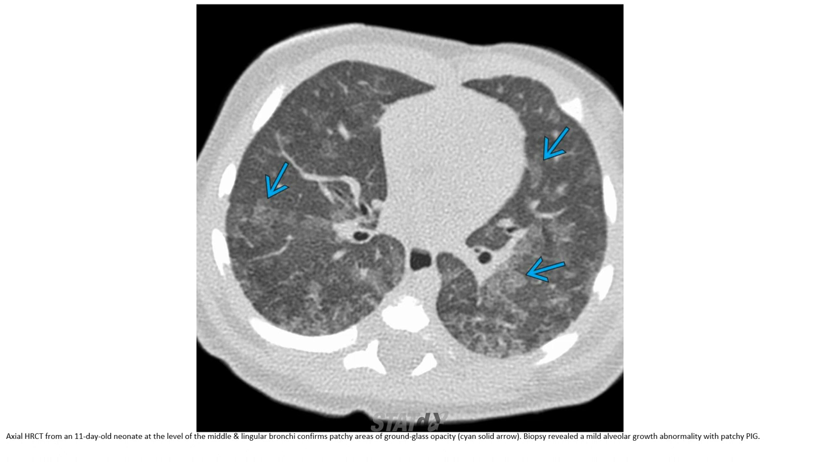HRCT from an 11-day-old neonate at the level of the middle and lingular bronchi confirmed patchy areas of ground glass opacity. Biopsy revealed a mild alveolar growth abnormality with patchy pulmonary interstitial glycogenosis.